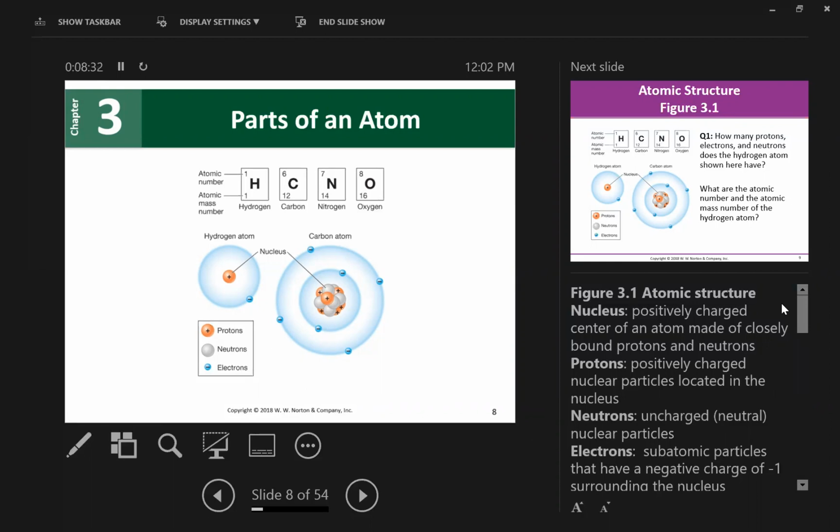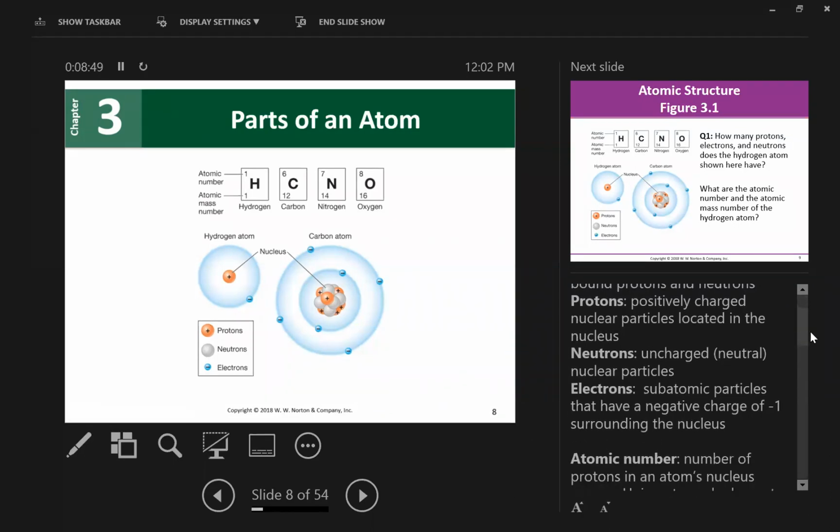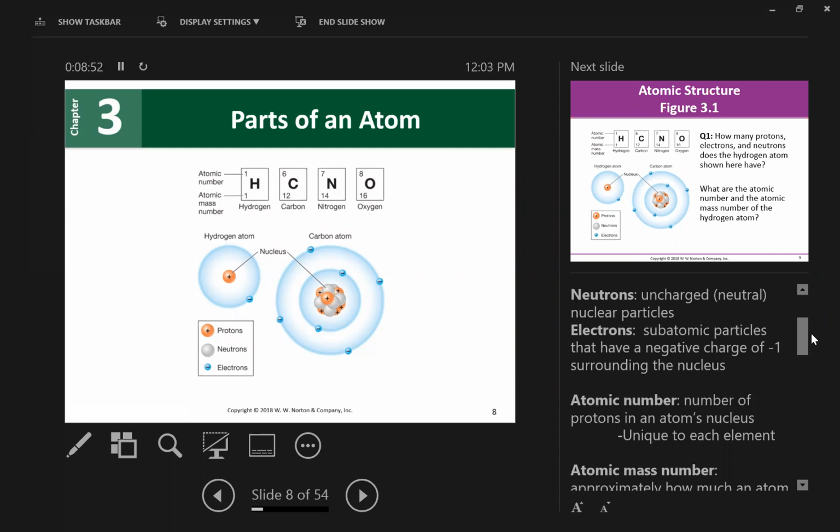So the nucleus is positively charged and it's bound by those protons and neutrons pulling together. A proton has a positive charge. The neutrons are uncharged, they're neutral nuclear particles. And the electrons have that negative charge, and that's what's surrounding and keeping that energy going around that innermost proton.